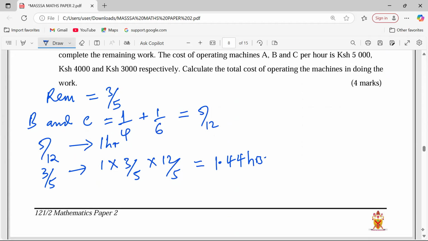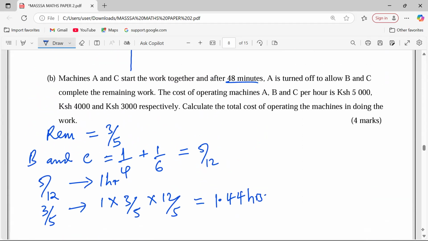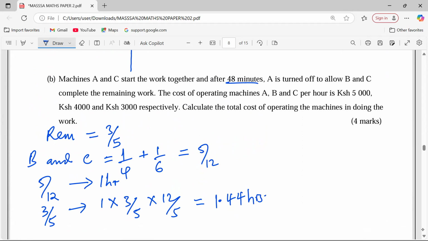Therefore, let's check the total time taken by the respective machines now to finish the work. Remember, machine A works for 48 minutes only. So, the rate of working is per hour. So 48 minutes over 60 and per hour. These are the hours now. Then now A is turned off.